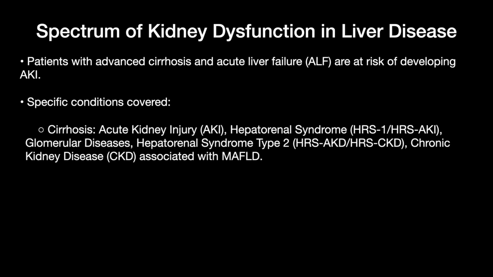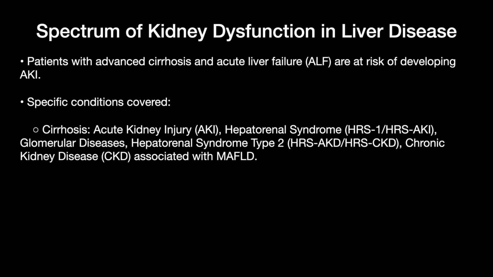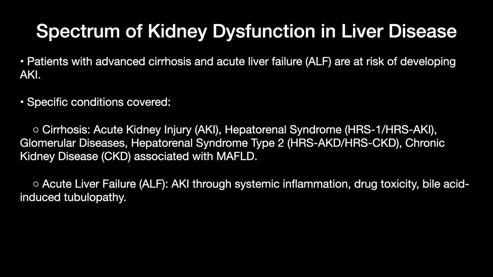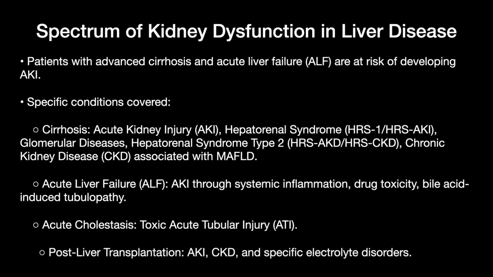The specific conditions covered here are cirrhosis, that is AKI, hepatorenal syndrome, glomerular diseases, hepatorenal syndrome type 2, chronic kidney diseases associated with metabolic associated fatty liver disease. Next is acute liver failure, the AKI through systemic inflammation, drug toxicity, bile acid induced tubulopathies, acute cholestasis, toxic acute tubular injuries, and post liver transplant AKI, CKD and specific electrolyte disorders.